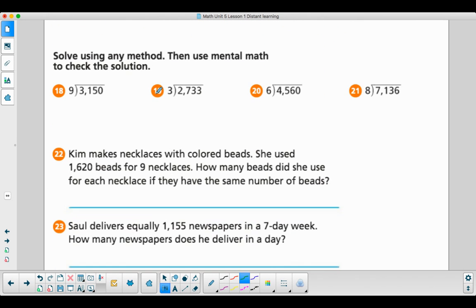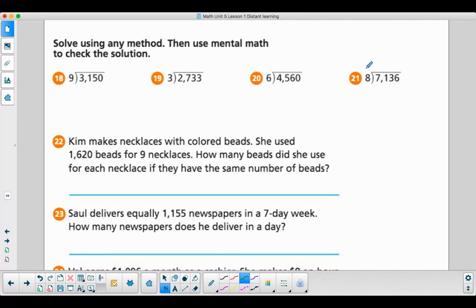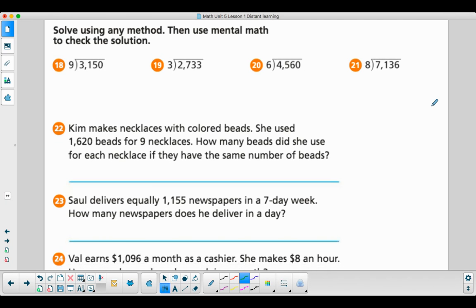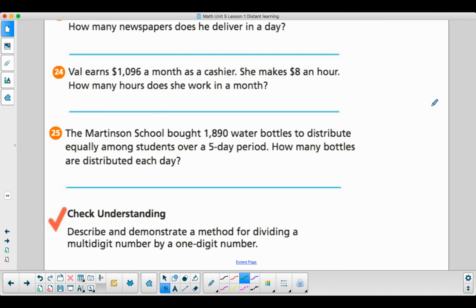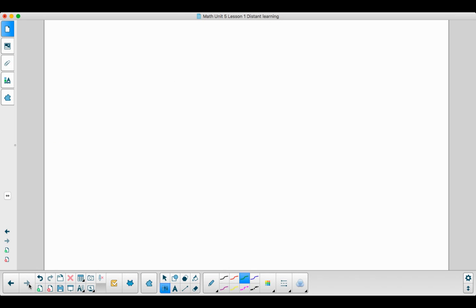I'm going to slow that down so people can see the problems and pause the video to do work in their notebook if they don't have their book. And there's the rest of it. And now you should have enough information to complete that page. And that should complete lesson 1. Thank you.